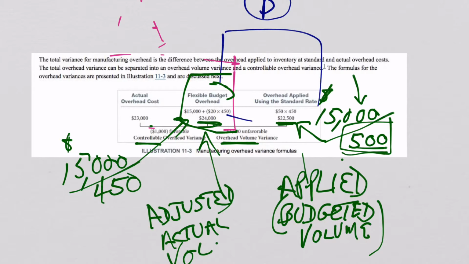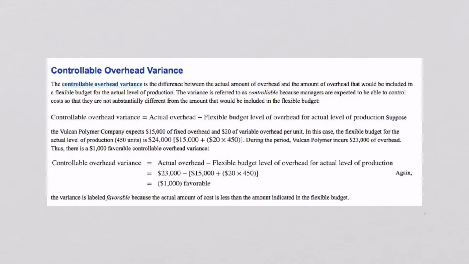We'll see more about that as we go along. So let's just get the big picture and then go into the detail. Okay, so the detail of the controllable variance is here. They give you a problem, or they give you numbers to see what it's going to actually be.